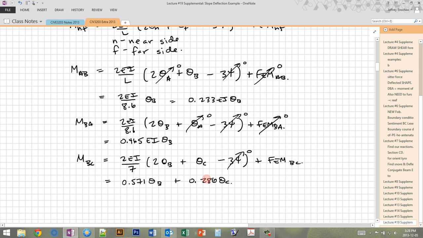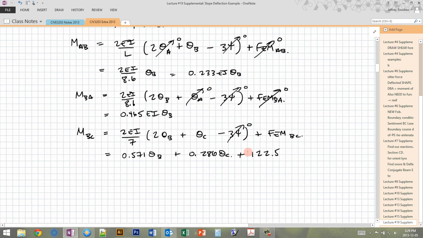This is 4 over 7. This is 2 over 7. And then plus the FEM BC, which is positive 122.5. Now it's very important that when you're doing these problems, you make sure that you have the right positive or negative sign in front of each of these. If you have a negative chord rotation, you have to use a negative. If you have a negative FEM, it has to come in negative, because if you make one mistake anywhere along the way in your slope deflection equations, your final answer will be completely wrong.